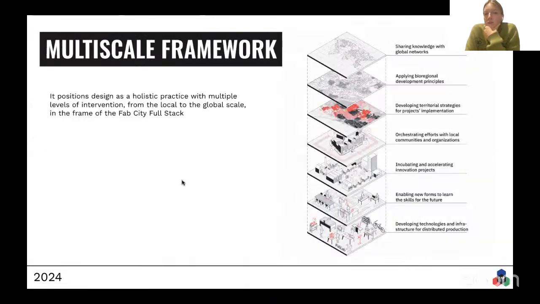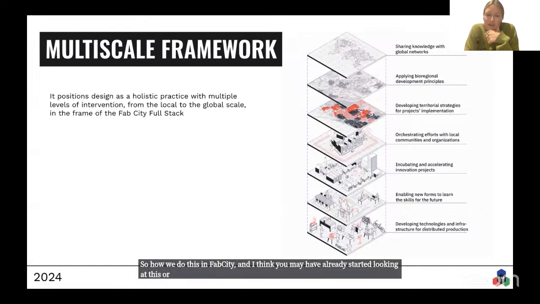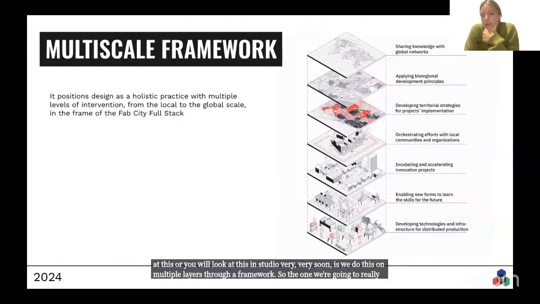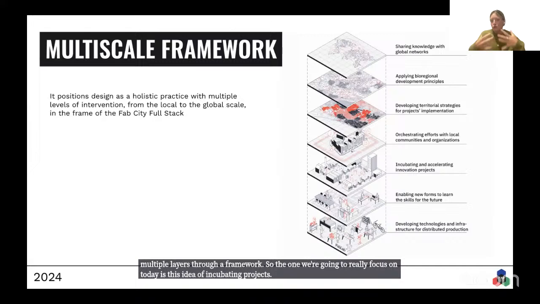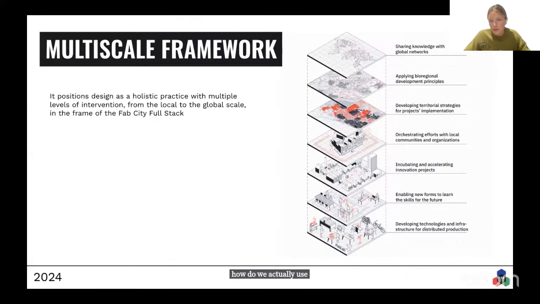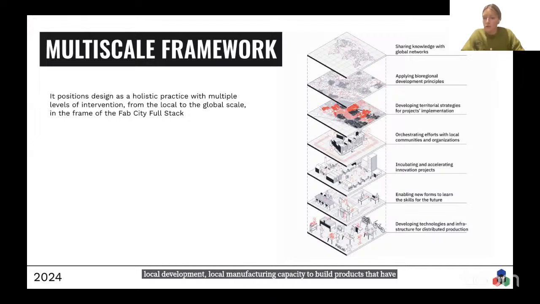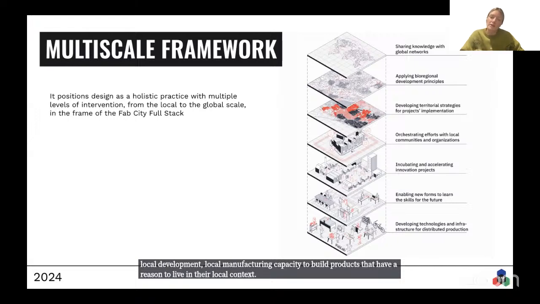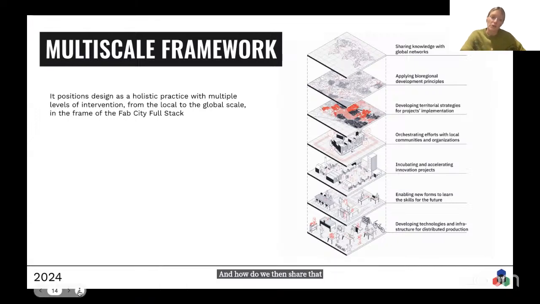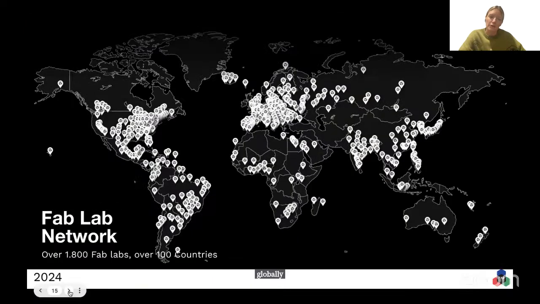So how we do this in Fab City, and I think you may have already started looking at this, or you will look at this in studio very soon, is we do this on multiple layers through a framework. The one we're going to really focus on today is this idea of incubating projects. So how do we actually use local development, local manufacturing capacity to build products that have a reason to live in their local context? And how do we then share that globally across an international scale?